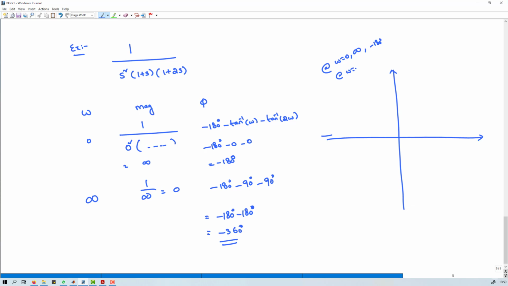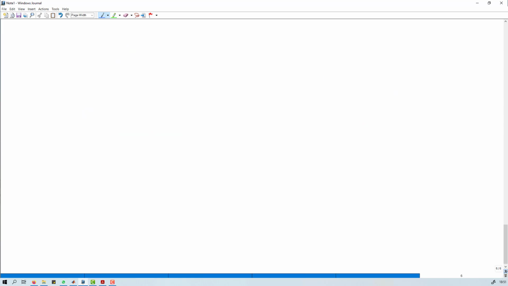At omega equal to 0, there is infinite magnitude at minus 180, whereas at omega equal to infinity, there is 0 magnitude at minus 360, so it will go towards 360. That is how simple it is. Wherever the 360 is, it will go like this, so the arrow will go in this direction.